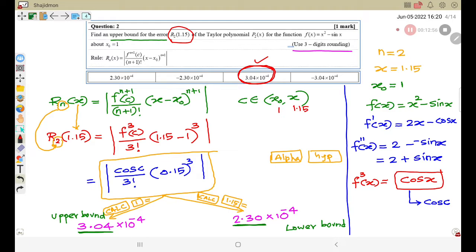I hope you understood. You can refer to my recorded classes before we discuss it. Okay, how to enter this in the calculator.